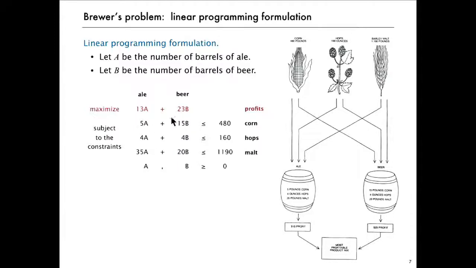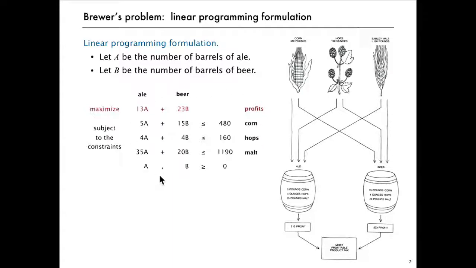And then I'm subject to all these constraints that are given to me by the recipes. For the ale, it's 5 units of corn, 4 units of hops, and 35 units of malt. And for the beer, it's 15, 4, and 20. If I make A barrels of ale and B barrels of beer, then I'm subject to this constraint. That's all the corn that I have, and so forth. Then, of course, I have to make a positive number of barrels of ale and beer. So that's a mathematical formulation of the problem.